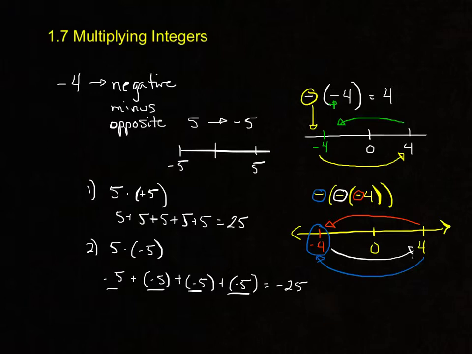So depending on how many opposite signs we have, that tells us where we're going to end up on the number line. It's going to be the same distance, so the process of multiplication doesn't change. It's just a matter of where you end up.